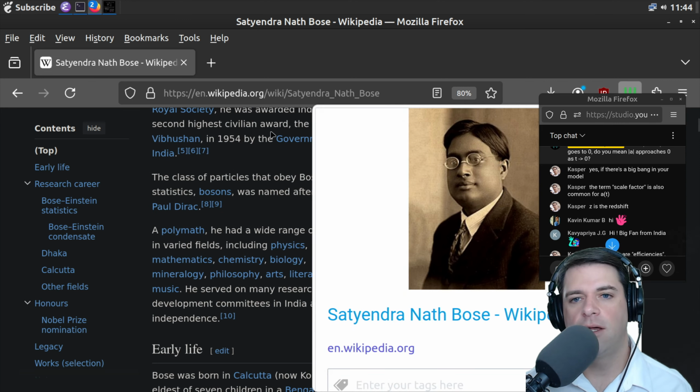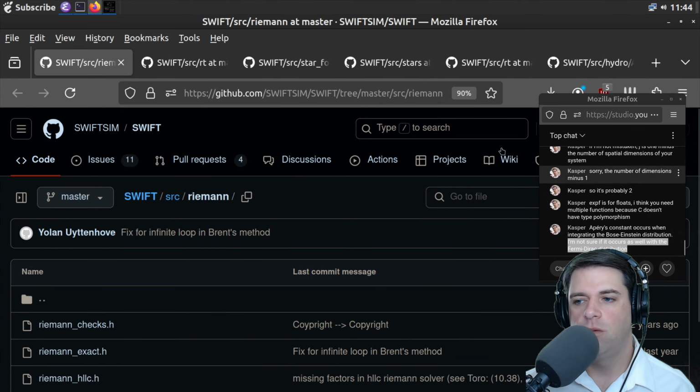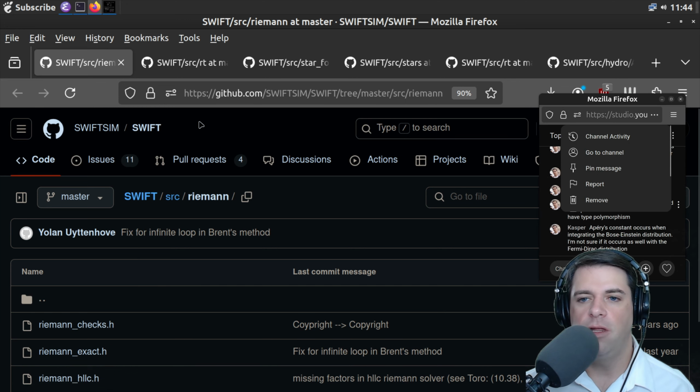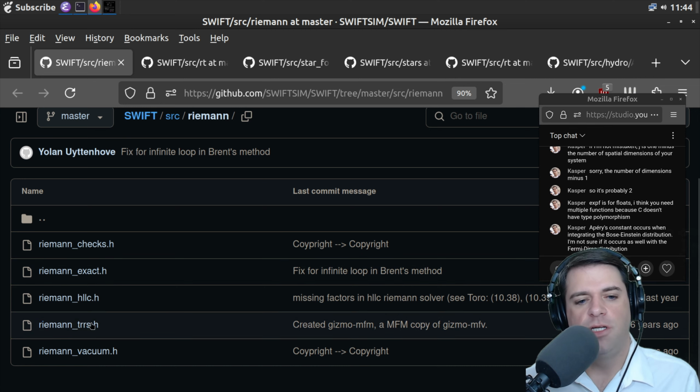And he was born in Calcutta. And I'll read more about him later. I'll add him to Wallabag, his Wikipedia page, that is. Not literally him. This is Riemann. There's actually not much here.